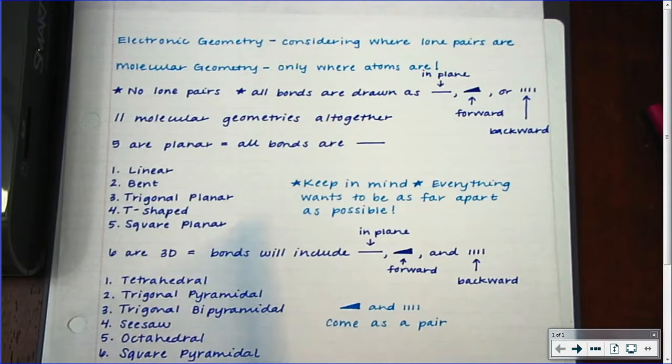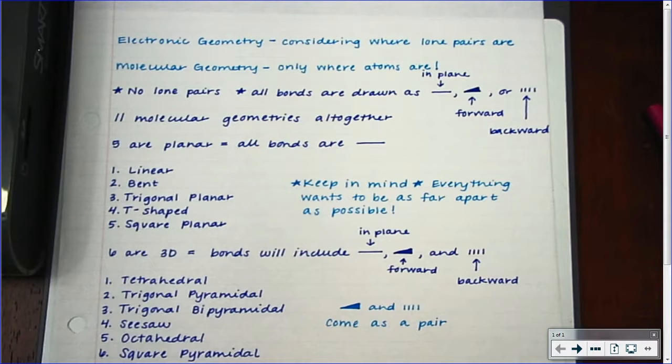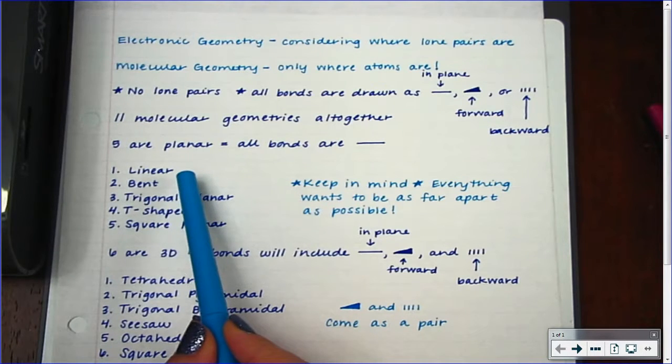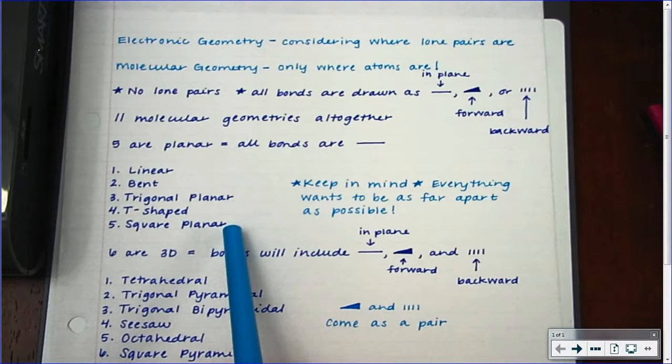So we're at this point here. For 5 of your molecular geometries, or 5 of the 11, all the bonds are going to be a straight line and are planar. What this means is that every single atom will touch one plane. And it will show you this using one of the 5 that are listed here below. So the 5 that are planar and only get straight lines would be linear, bent, trigonal planar, T-shaped, and square planar.